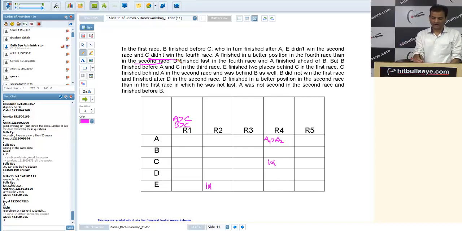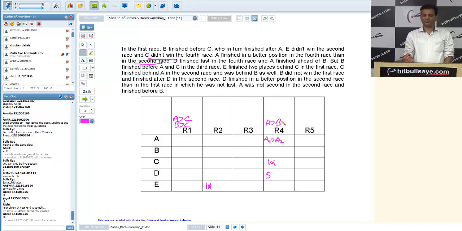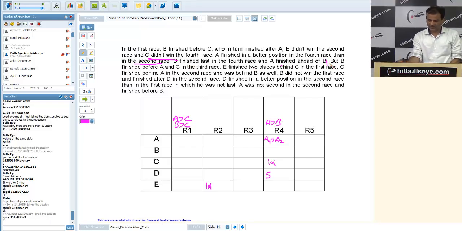D finished last in the fourth race. In the fourth race, D is last, so D is 5 here. And A finished ahead of B. So I am writing the data against the same race: race 4, race 2, race 1, so that I can manage that at the end. But B finished before A and C in the third race. So B is greater than A and C in the third race.